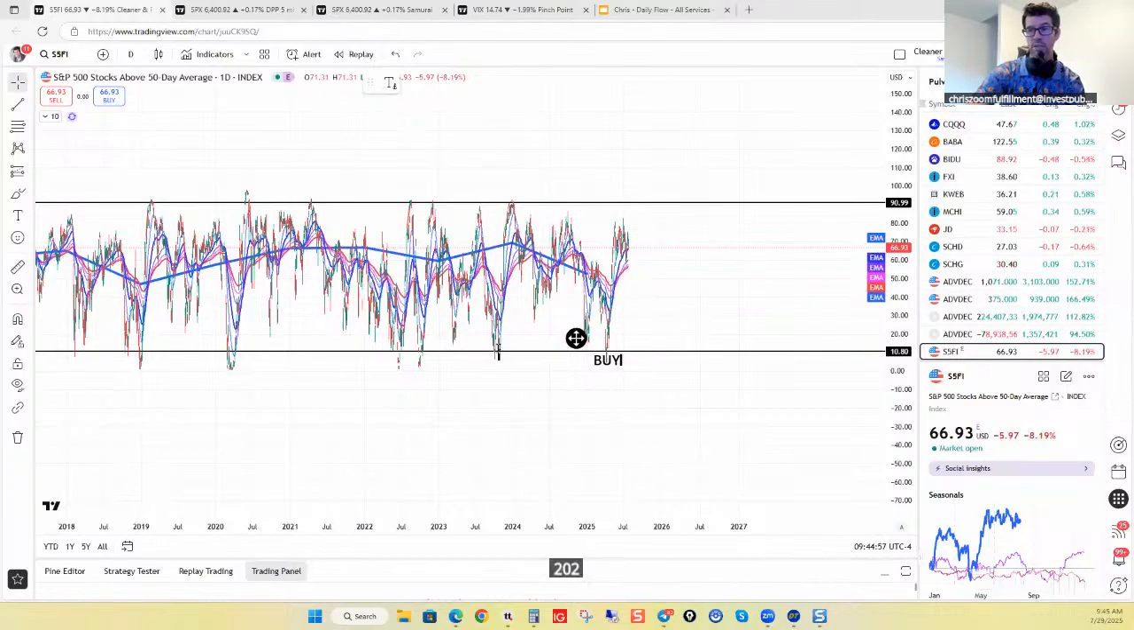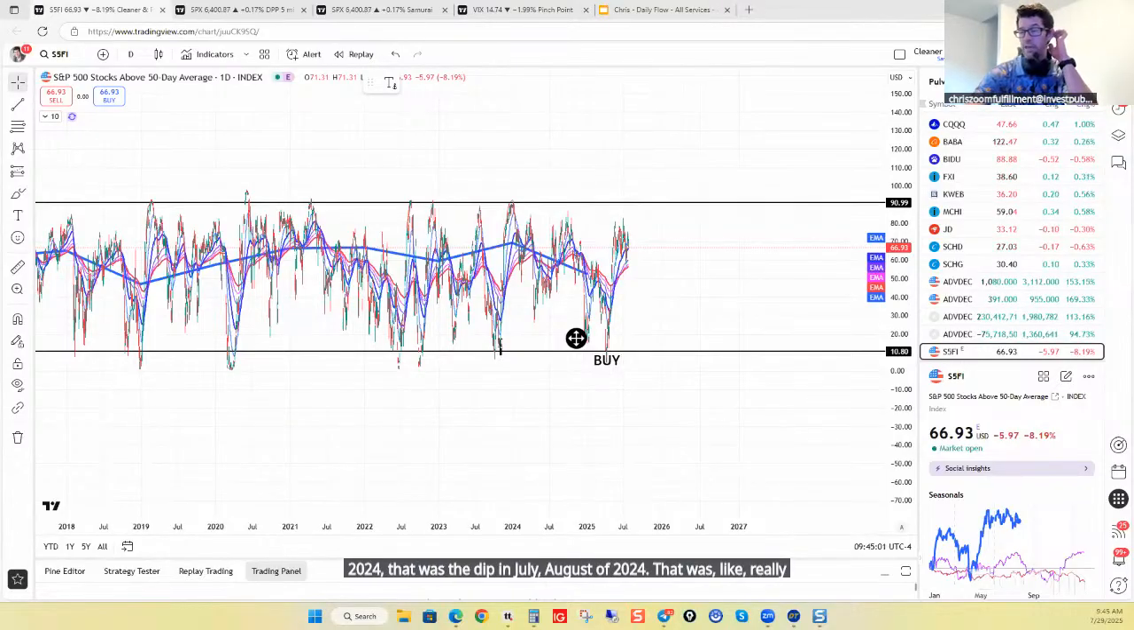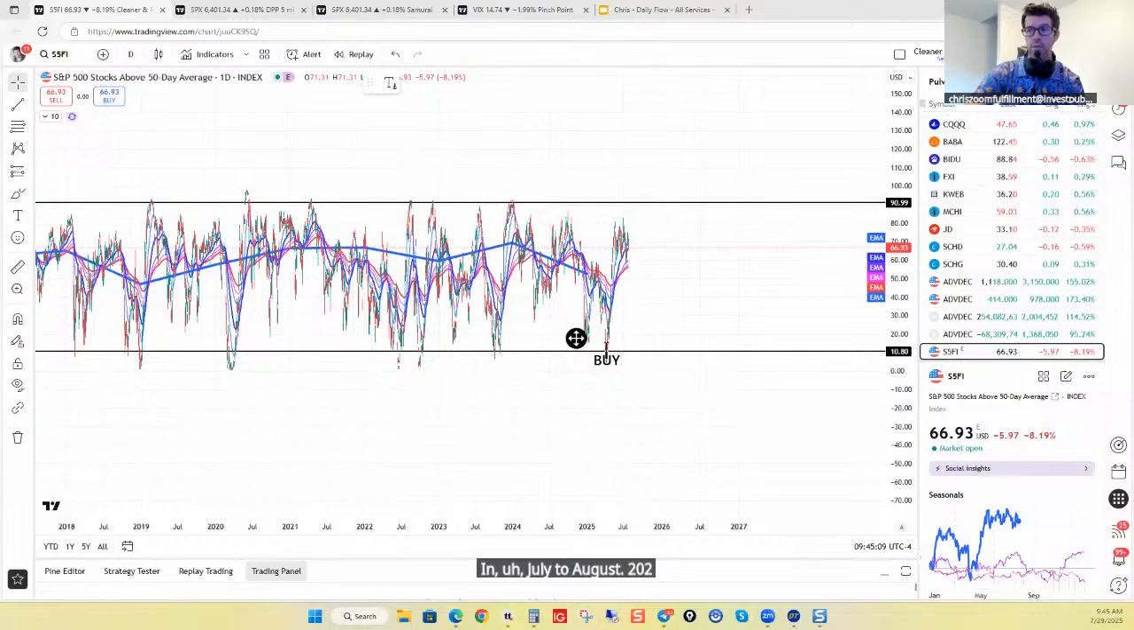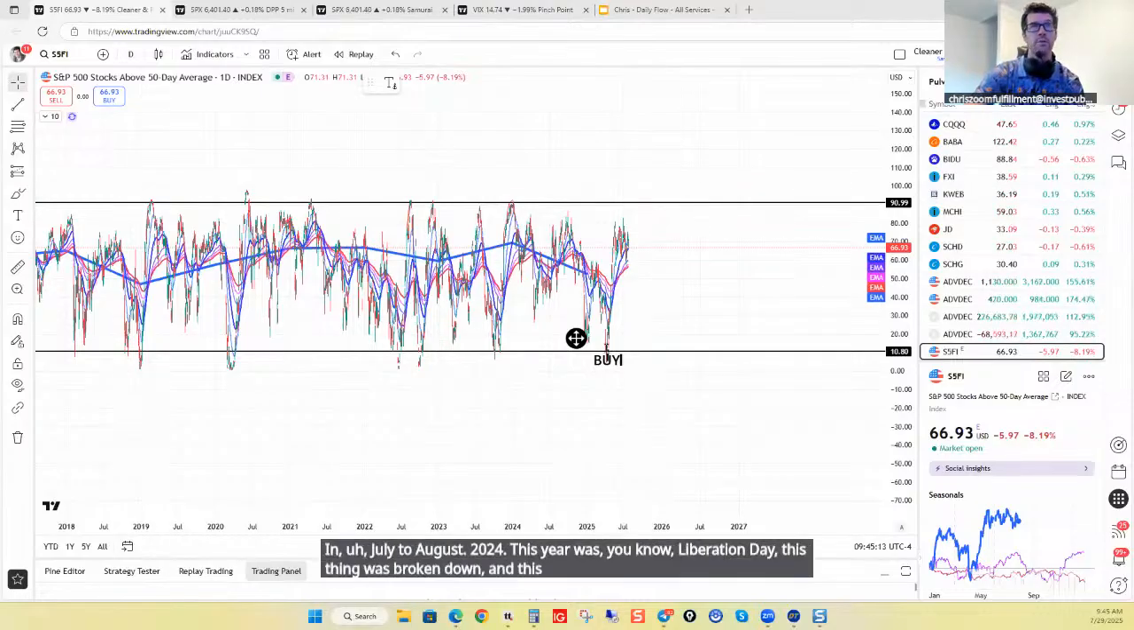2024, that was the dip in July, August of 2024. That was really the only major pullback we had. We had a bit of a slide in August, but we had a big pullback. It was 10% in July to August 2024. This year was Liberation Day. This thing was broken down, and this is a great trade to time.